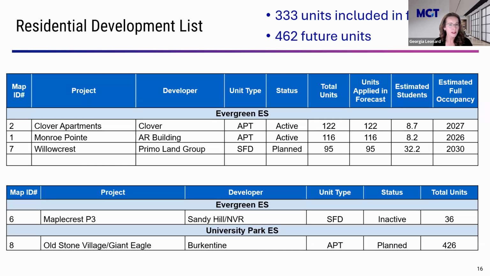Then you have 462 units that are in the future. So that university apartment that's happening, there's not enough information yet for us to put that in the forecast, but it will most likely happen sometime within the next 10 years. But when it does happen, with that student yield factor of 0.07 for the apartments, it will probably yield about 30 PK through 12 students.